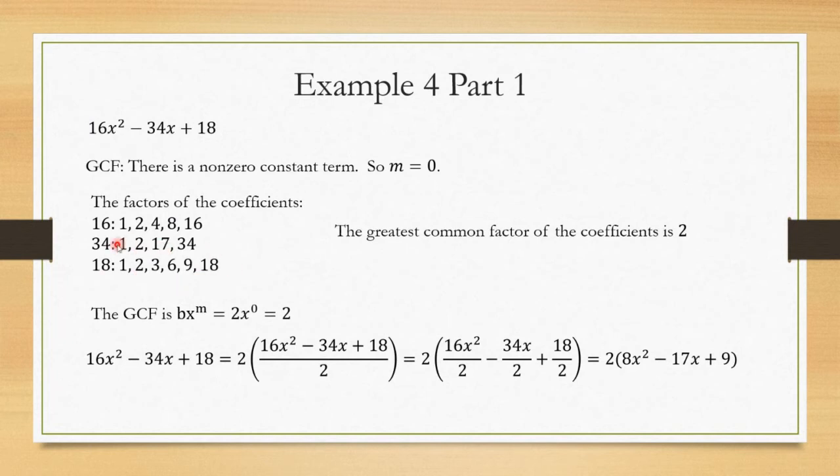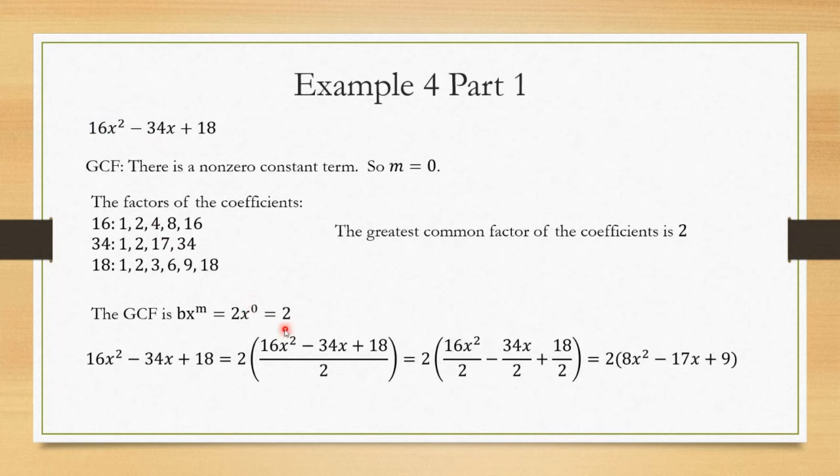Okay, so what's the greatest common factor among the coefficients and the constant term? 2. So basically our b is 2. We take m to be 0, so 2 times x to the 0, which is just 2. I mean, saying x to the 0 is 1 is not that precise, but for now, I guess it's okay. Either way, the GCF is 2.